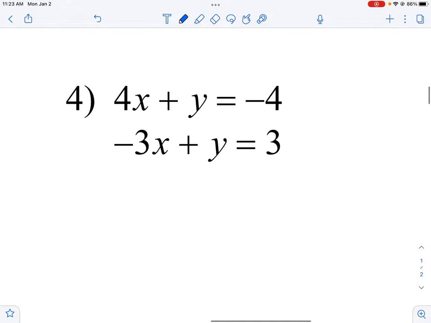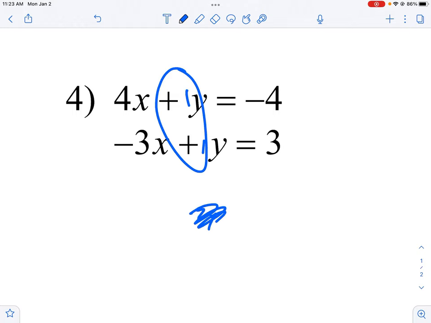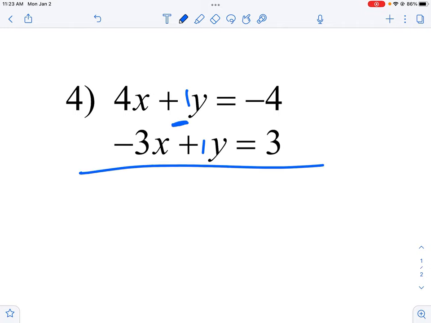Again, you want to do whatever operation is going to get rid of a variable. These don't have the same numbers, but these do, right? Both of the numbers are 1. Well, if I were to add these, I would get 2y. You don't want that. You want 0y. So instead of adding these, I'm going to subtract. Since I'm going to subtract to get rid of my y's, you get 0y. You get to subtract on all 3 columns.